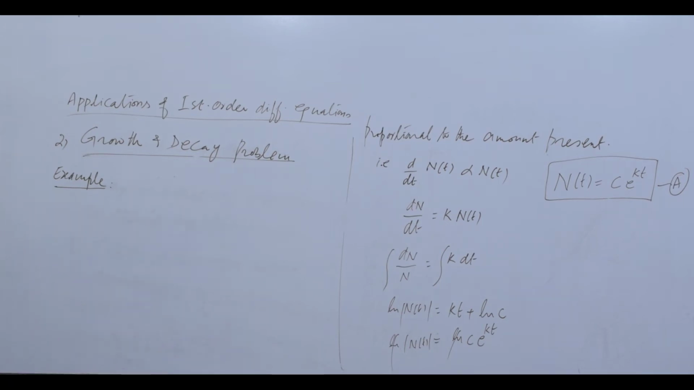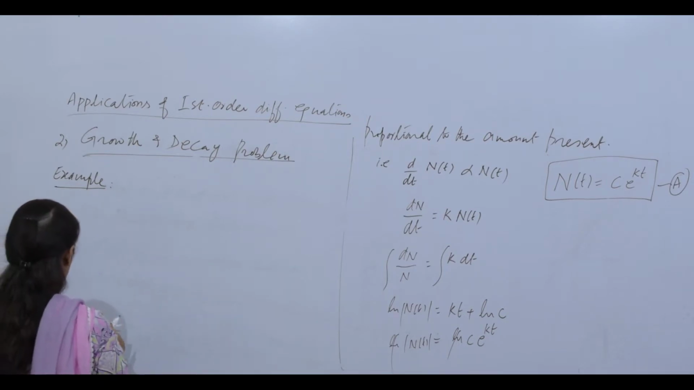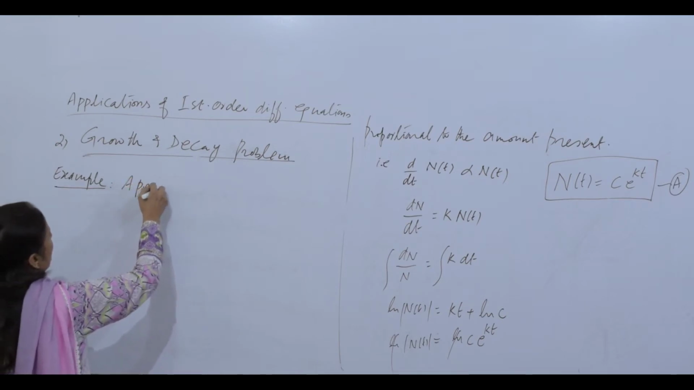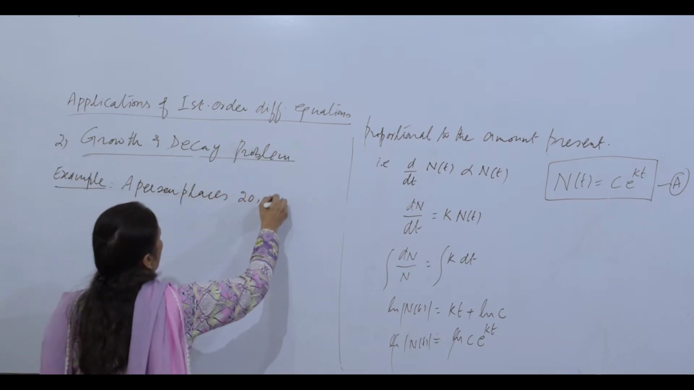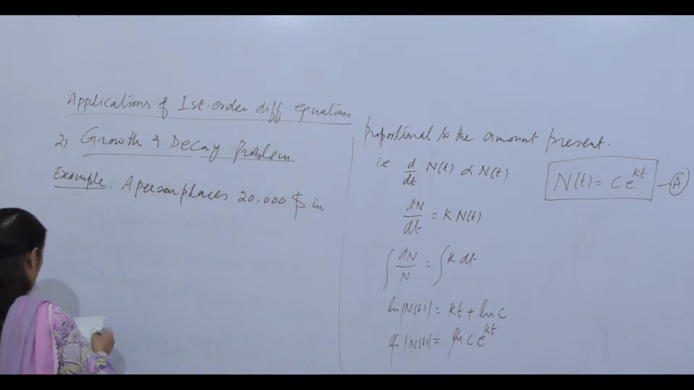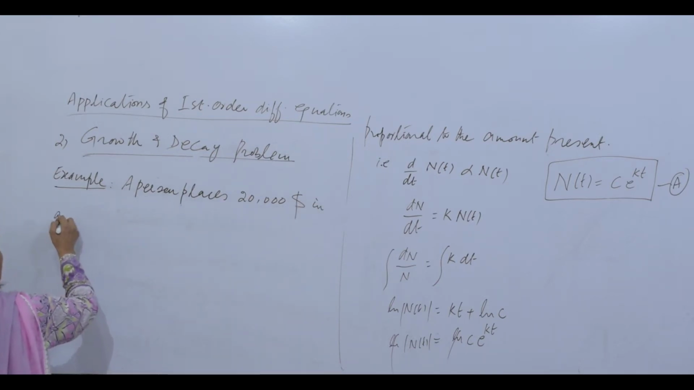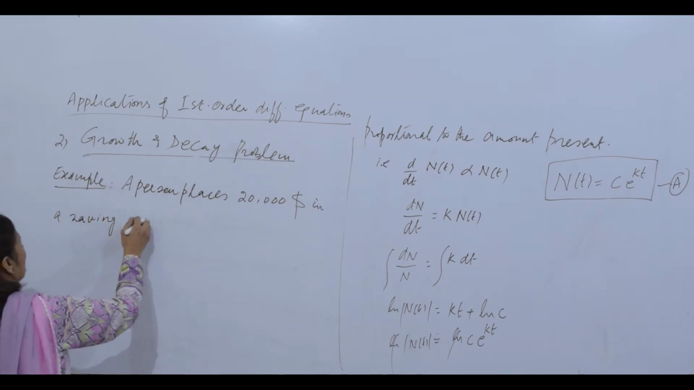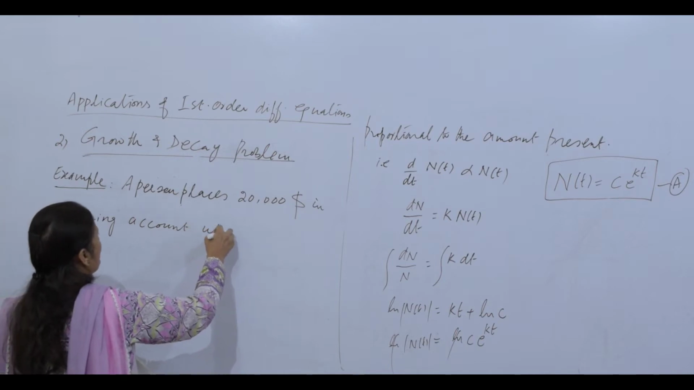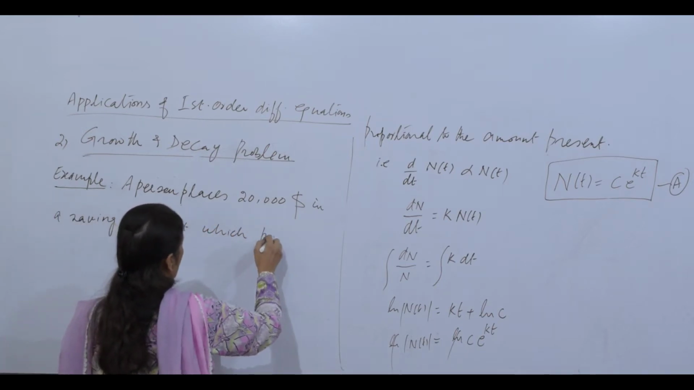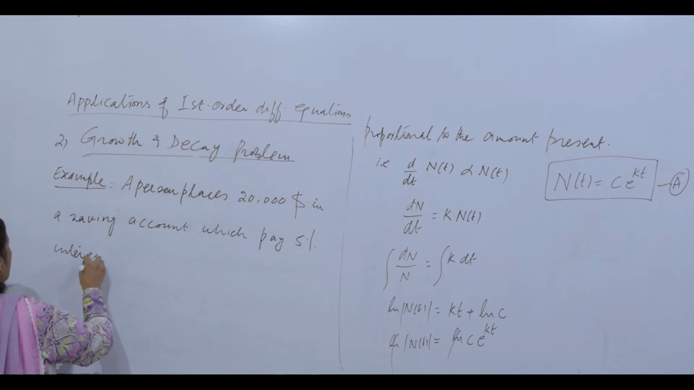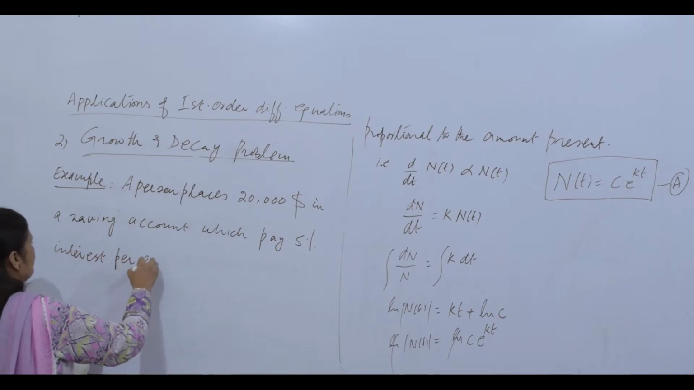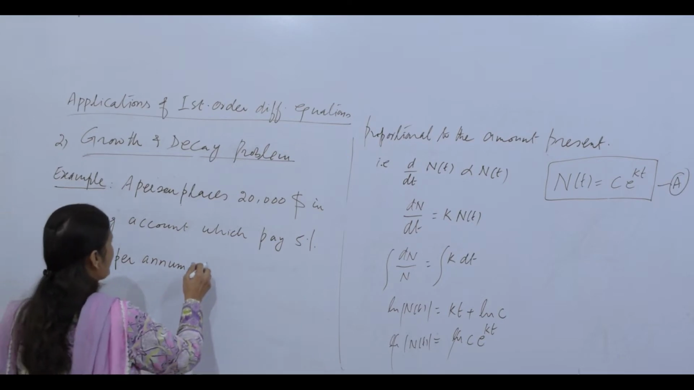Let me have one or two examples, based on a sort of word problem. A person places $20,000 in a savings account which pays 5% interest per annum compounded continuously.